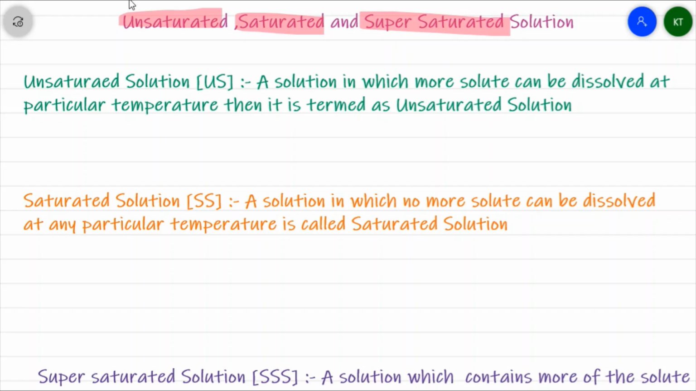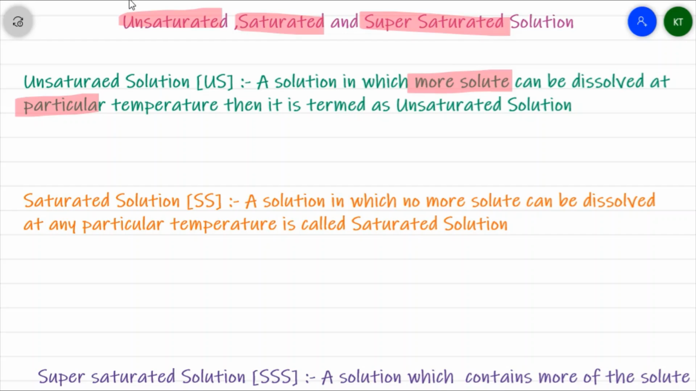So first, what is an unsaturated solution? A solution in which we are able to dissolve more solute at a particular temperature, we call it an unsaturated solution. That means you can add more quantity of solute in a given quantity of a solvent at a particular temperature. That is called an unsaturated solution.